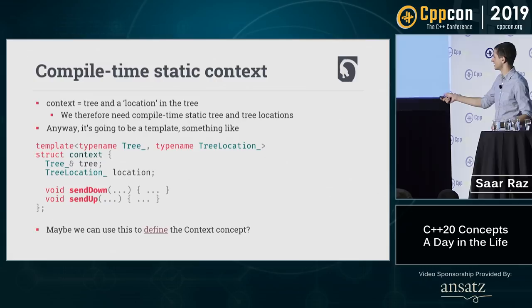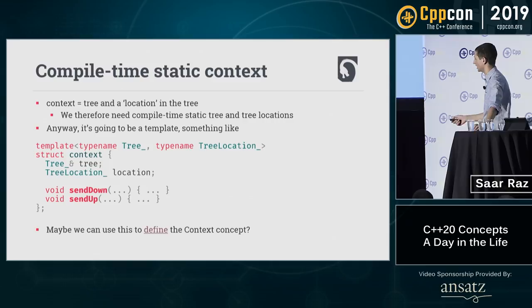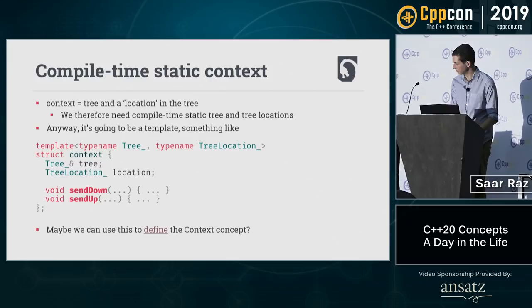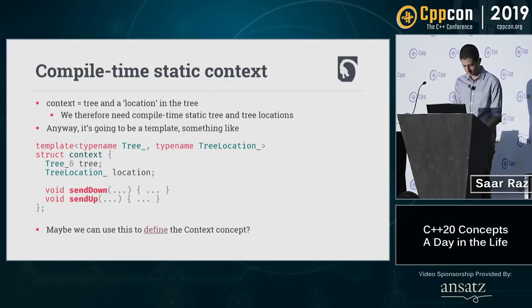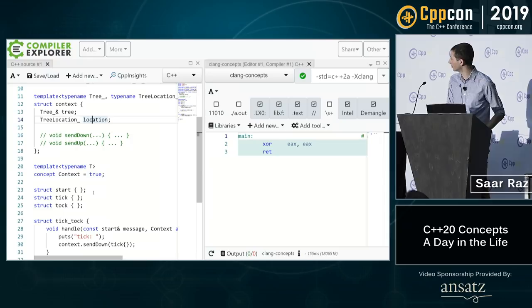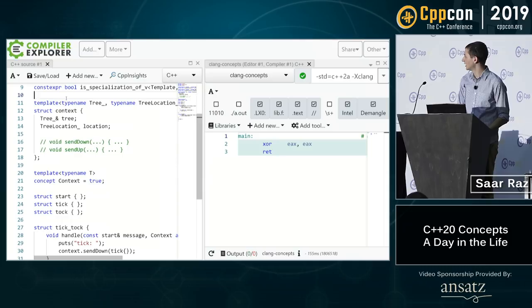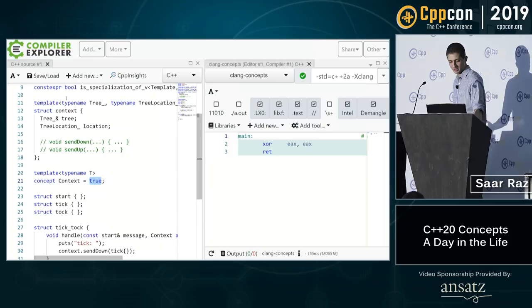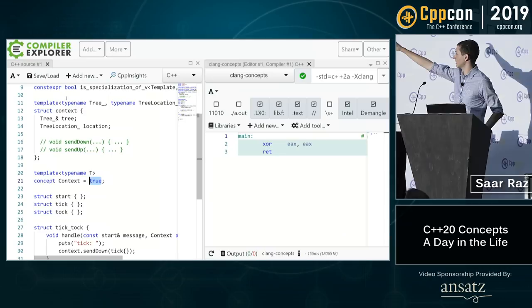So maybe we can use this sort of outline of how context looks to actually define the context concept better. Let's see. Okay, so here I have the thing I showed you from the slides, the outline of the context template. And I'm going to try to define the context concept more accurately. A very accurate way I can put it is that context is any specialization of that template, right? Have the context template over there. Anything that's a specialization of this is a context in my book.